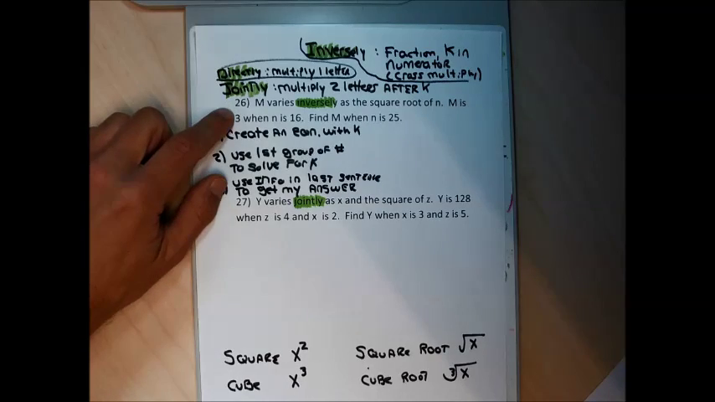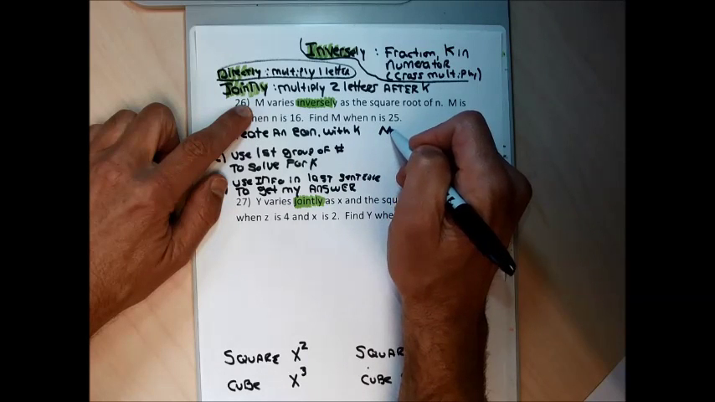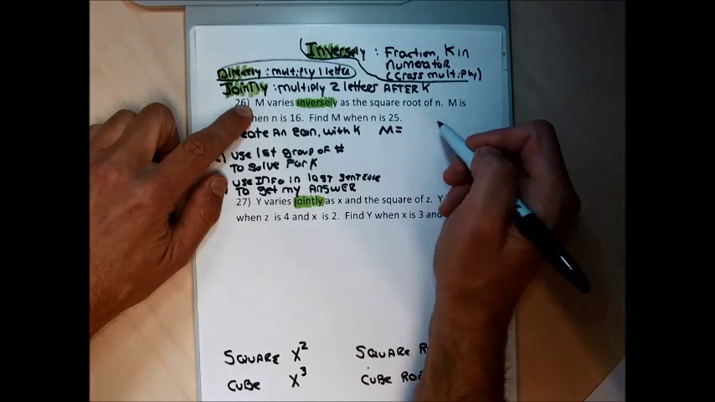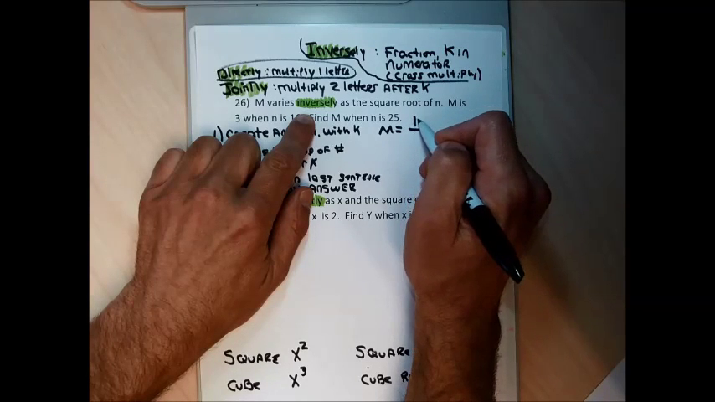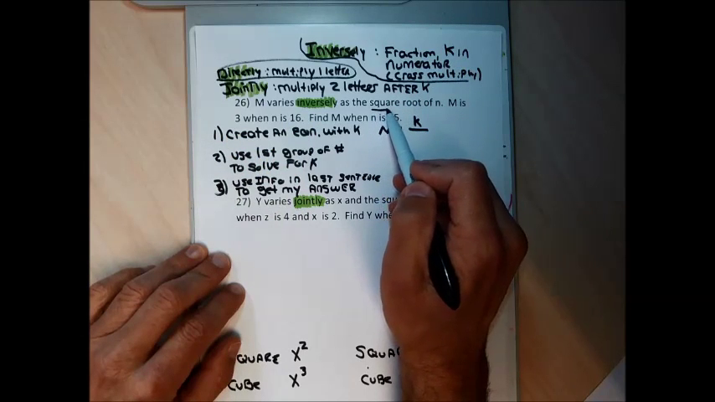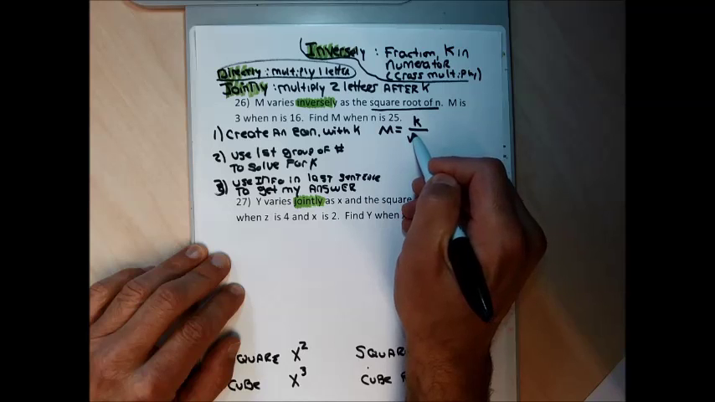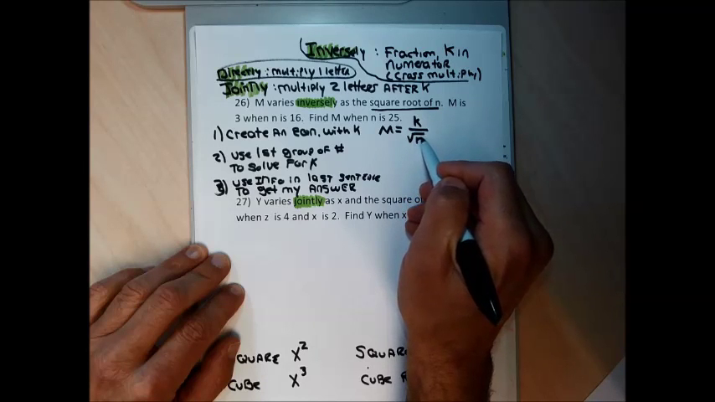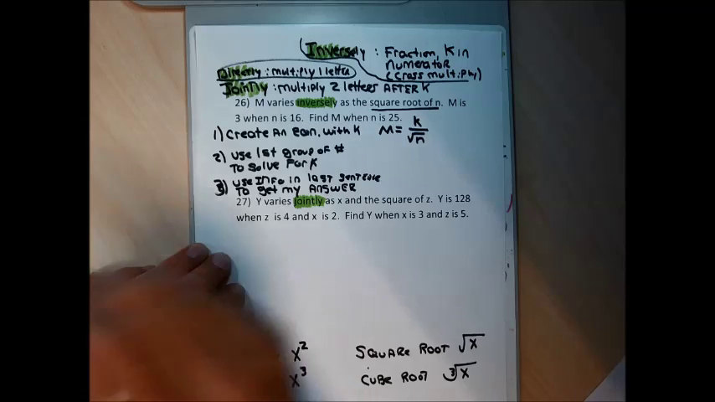So 26, I see M written first, so I'm going to write the letter M and get my equation with a k, followed by an equal sign. If I see the word inversely, I immediately make a fraction with a k in the numerator. And then after the k, I need something to represent the square root of N. I'm going to write a square root symbol, and the N's going to be under that square root symbol. Done with the first sentence, moving on to the second.